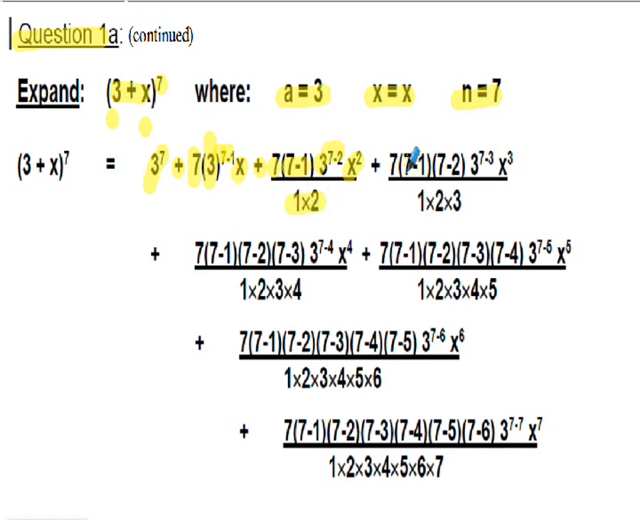My fourth term, I've got n times n minus 1 times n minus 2, so that's 7 times the 6 times the 5, a to the power of n take away 3, x to the power of 3 over factorial 3. In my fifth term, I've got n multiplied by n minus 1, multiplied by n minus 2, multiplied by n minus 3, multiplied by a to the power of 7 take away 4, multiplied by x to the power of 4 over factorial 4. And so it goes on, repeating that pattern. I'll let you consider the other terms in this series.